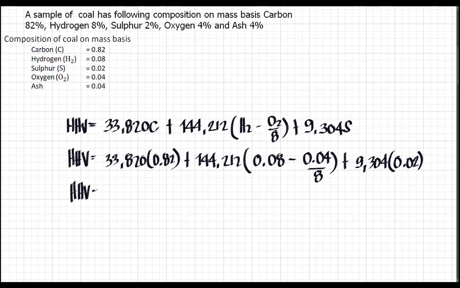we have the value of the higher heating value for that type of coal. So that will be 38,734.38. Okay, so the unit is kilojoule per kilogram.